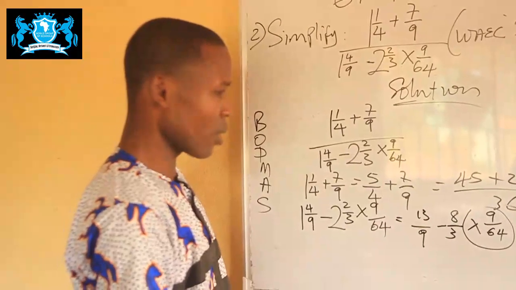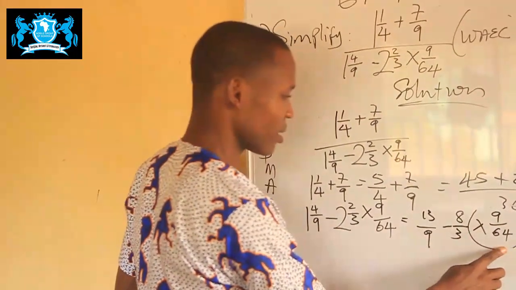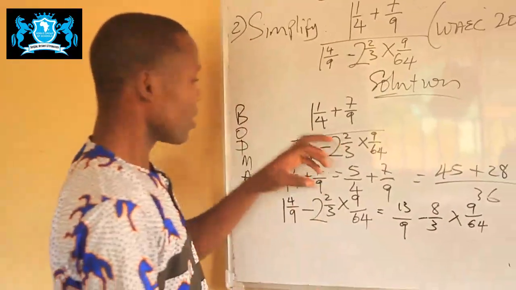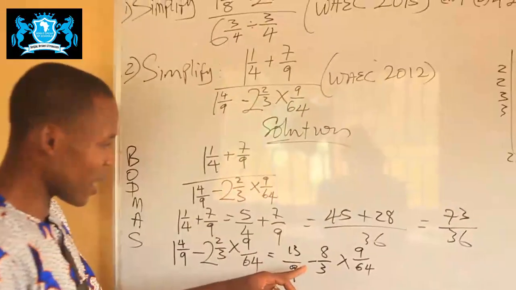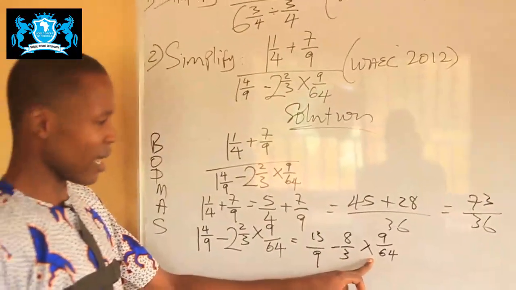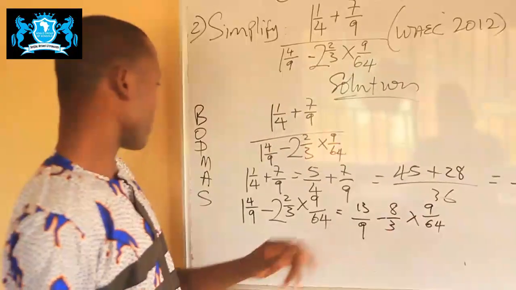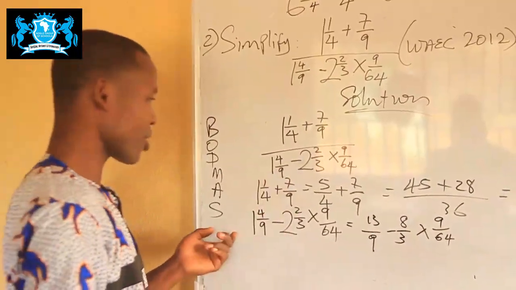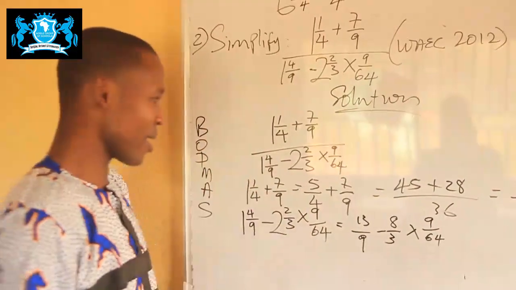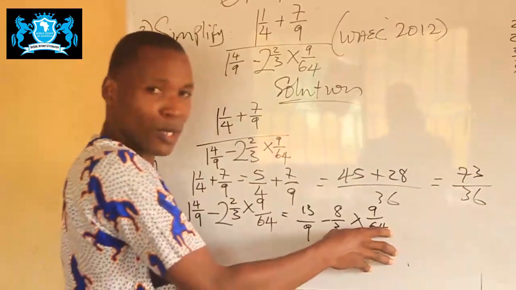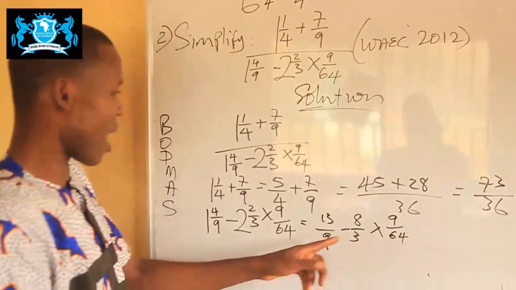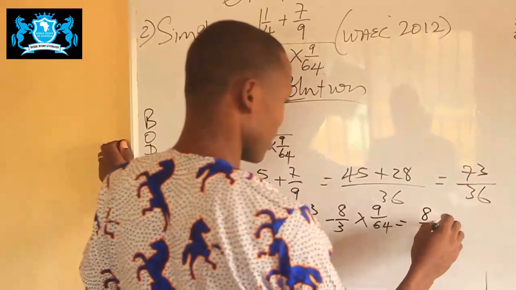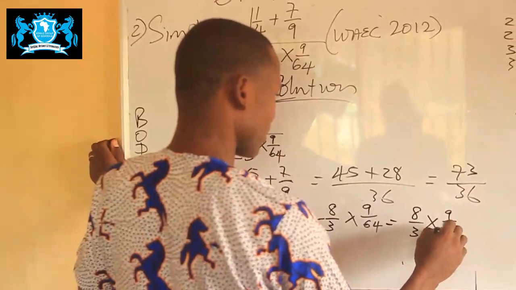In board maths, follow attentively. Here we have subtraction and multiplication. Board maths says we must solve multiplication before subtraction. This is where it comes out very important. So we have to solve this multiplication first before we solve our subtraction. So we will now have 8 over 3 multiplied by 9 over 64.